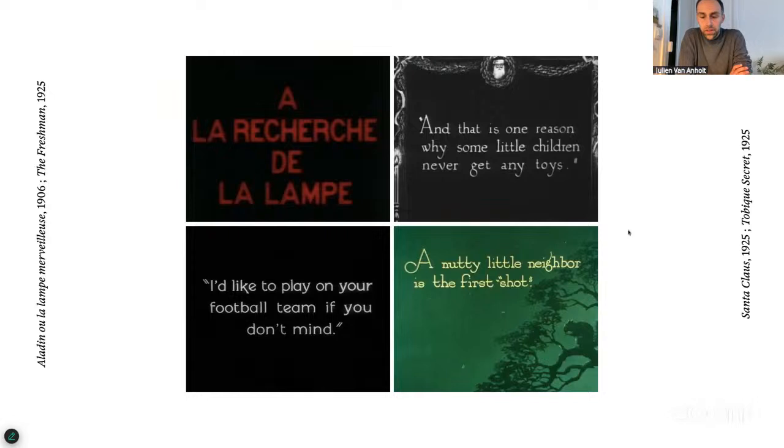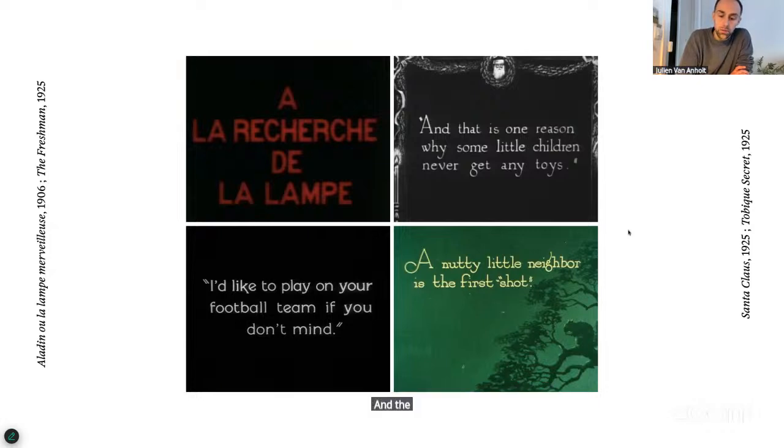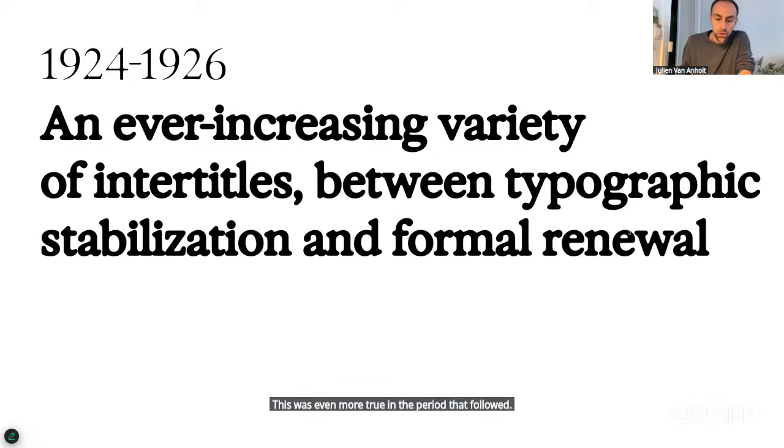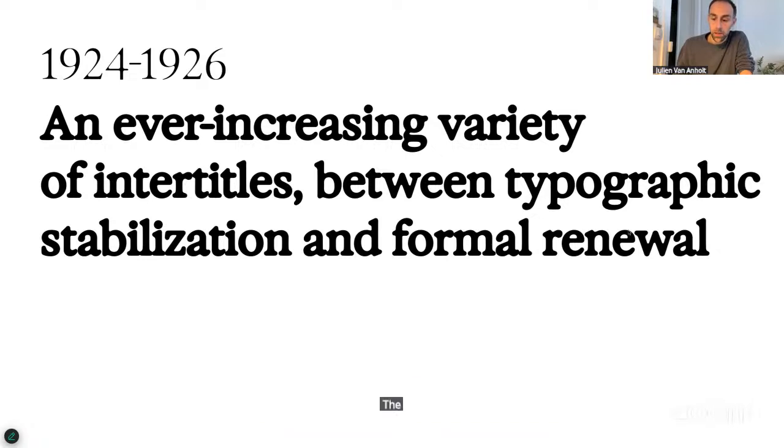What we need to understand is that all this typographic research and development is attributable to the frenzy of the film industry and the fact that the need for titles is accelerating. This was even more true in the period that followed. Between 1924 and 26, the production of big budget films required ever greater organization. The cards had to be mass produced quickly.